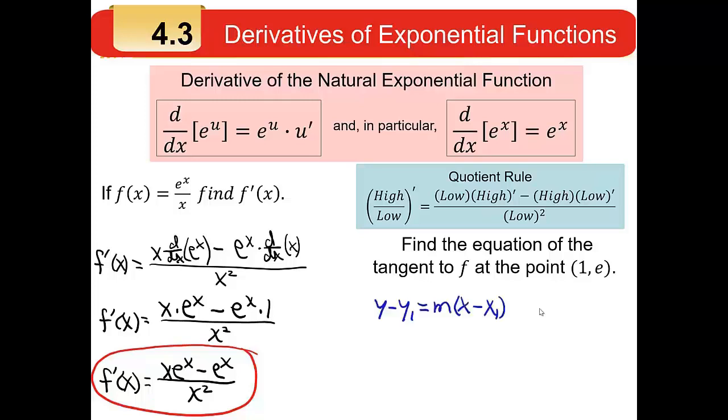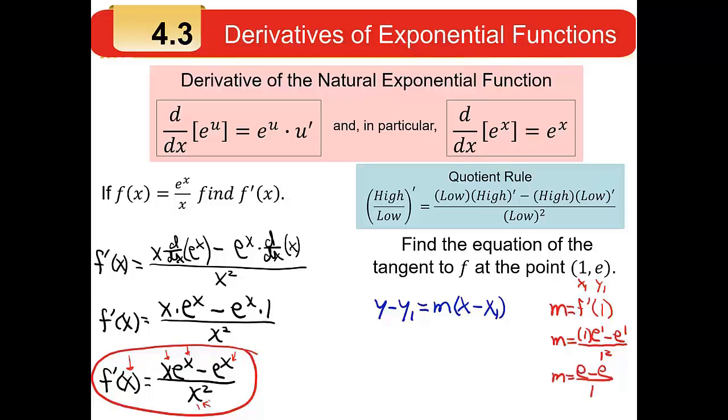The point slope form is y minus y1 is equal to m times x minus x sub 1. In this problem, the x sub 1 is the 1 and the y sub 1 is the e. And the slope is whatever we get by plugging 1 in for x in the derivative formula. So if you plug 1 in for x, you get 1 times e to the 1 minus e to the 1 all over 1 squared. Well, 1 times e to the 1 is just e to the 1. So what you end up with is e to the 1, which is just e.